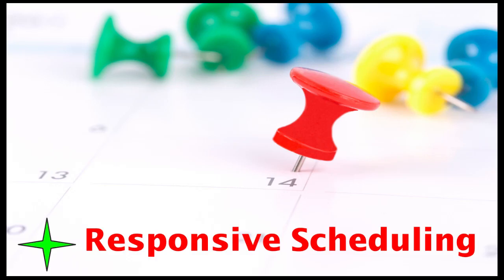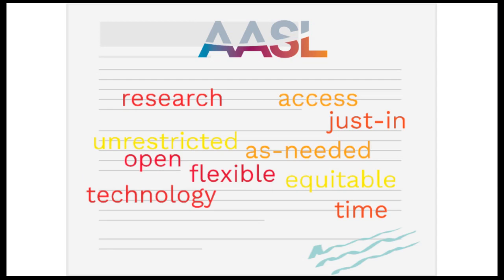The American Association of School Librarians recommends schools implement a scheduling practice called responsive scheduling. This is best defined in the AASL's 2019 document Position Statement on School Library Scheduling, a crucial document that can be used to advocate for responsive scheduling practices. To quote the document, the school library schedule should allow flexible, open, unrestricted, and equitable access on an as-needed basis.